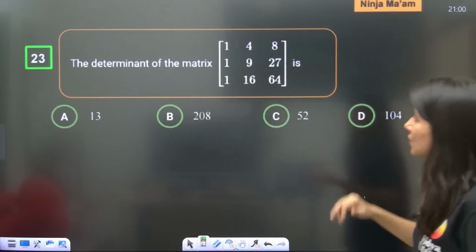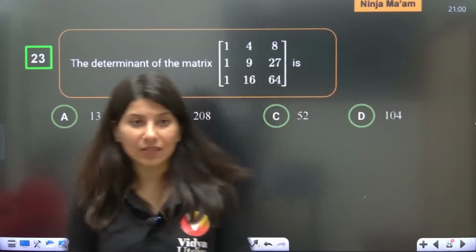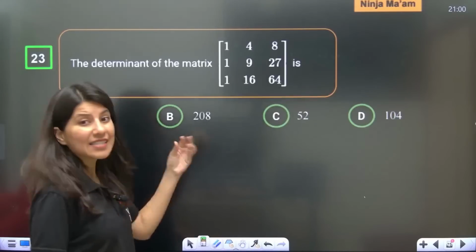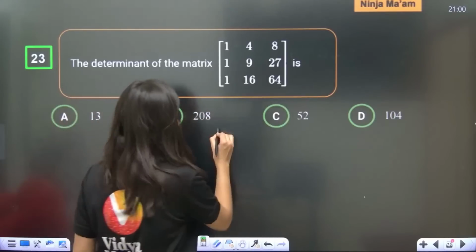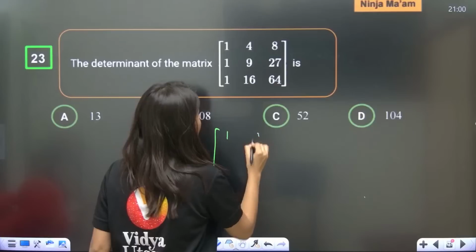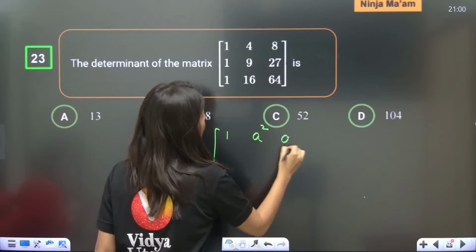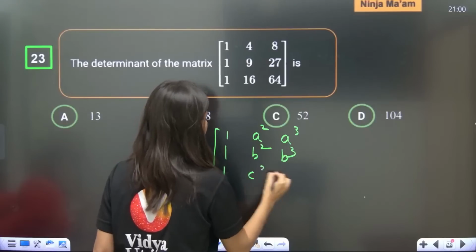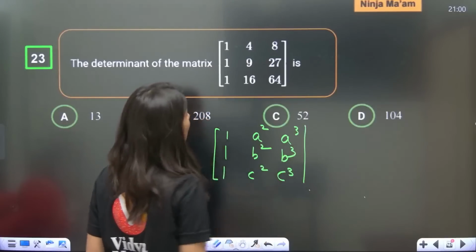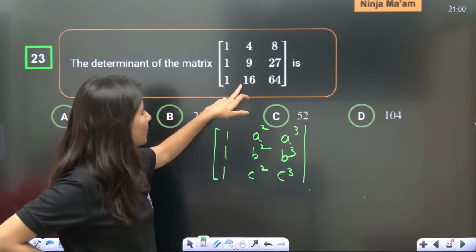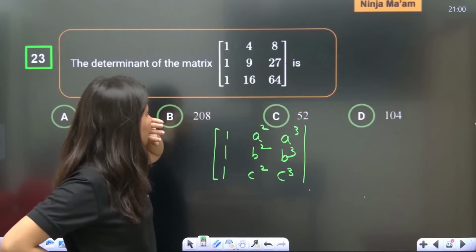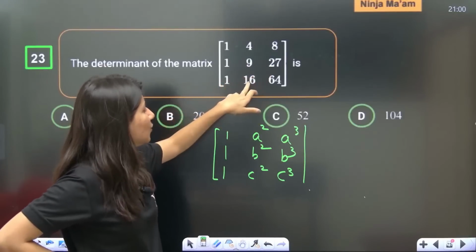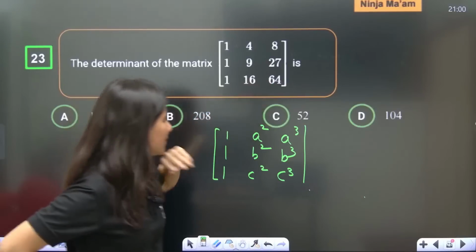Yes, this is the question. Determinant of this matrix, right? So this matrix is a standard matrix, which is what? 1, a, a square, a cube; 1, b, b square, b cube; 1, c, c square, c cube. Correct or not? See, this is c square. So for a it is 2, square 2, cube 2; 3, square 3, cube 3; this is 4, square 4 and this is 4 cube.